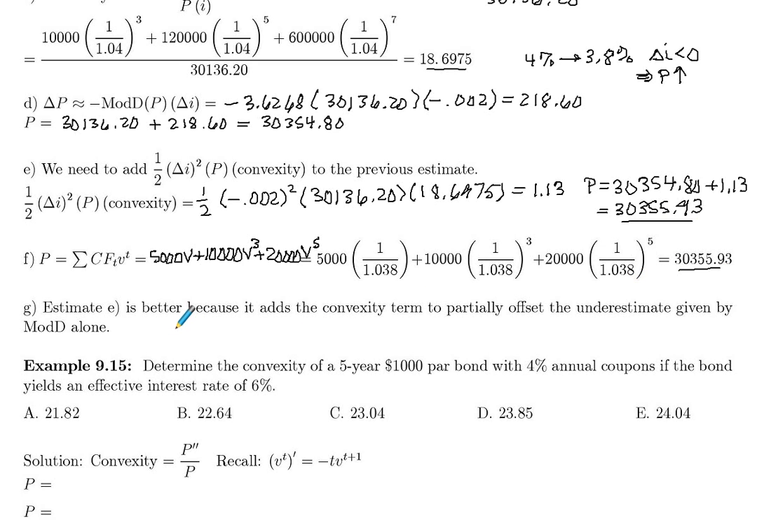So which estimate is better? Well, definitely estimate E is better than estimate D, than using modified duration only. We were off by $1.13. In fact, this estimate is good within a penny. Theoretically, estimate E should be better because it adds the convexity term, and that offsets the underestimate that's given by only using modified duration alone. Notice here the 33.54 underestimated the actual price, which was 33.55. So the convexity added to that and corrected that.